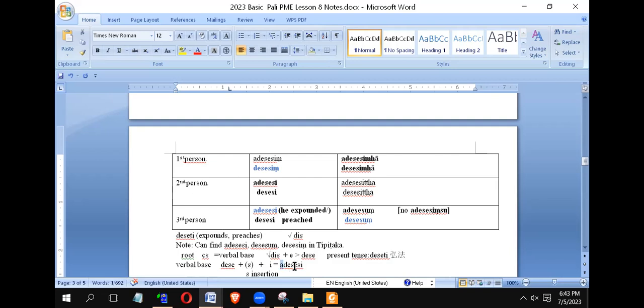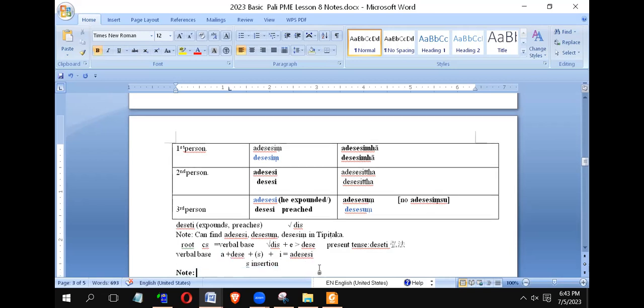Then you put the A, all right? So you can put it like this, A in front. This is not the prefix, all right? So you call it desesi with the S insertion. So desesi, desesi. This one is I, all right? So the ending is I. S is just an insertion here.